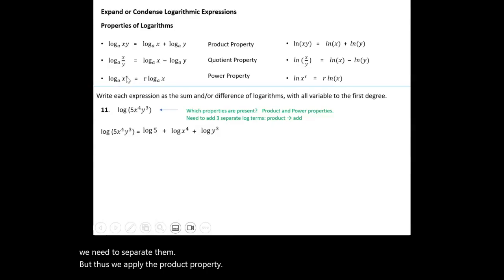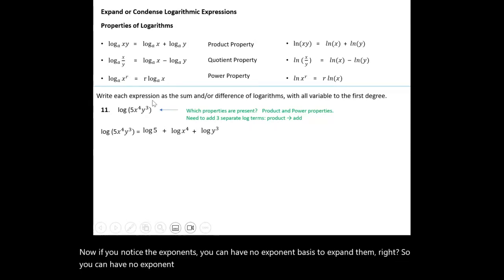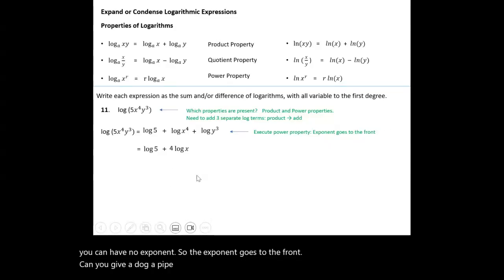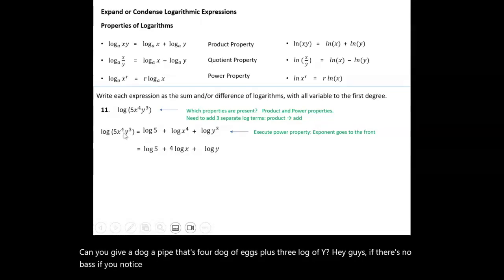Now, if you notice the exponents, you can have no exponent, but it says to expand them, so the exponent goes to the front. You're going to give log of 5 plus 4 log of x plus 3 log of y. Hey guys, if there's no base, it means it's base 10. Where there's no base, it's base 10.